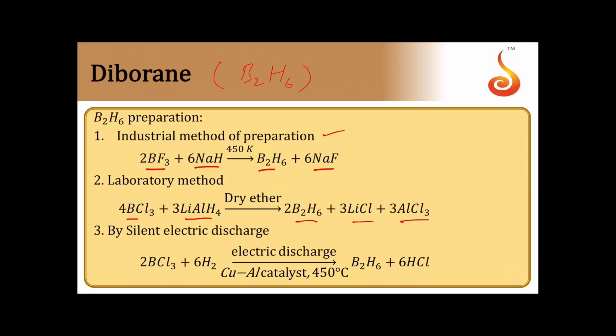Finally, when a mixture of BCl3 and H2 is subjected to silent electric discharge, diborane is obtained. So these are the various methods of preparation of diborane. Diborane is prepared from boron trihalides, by reduction using various reducing agents.